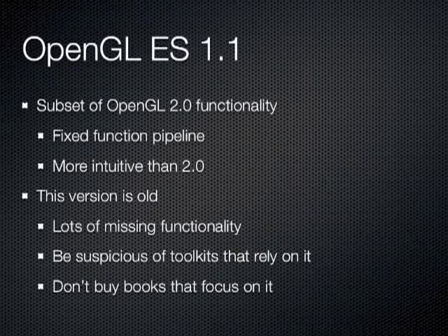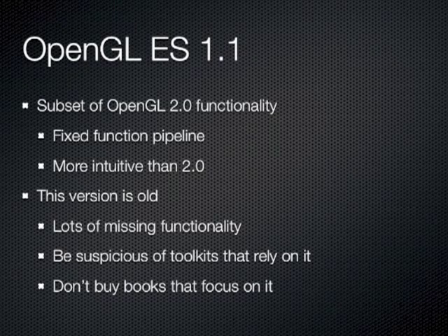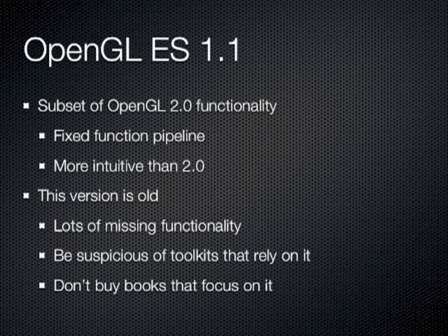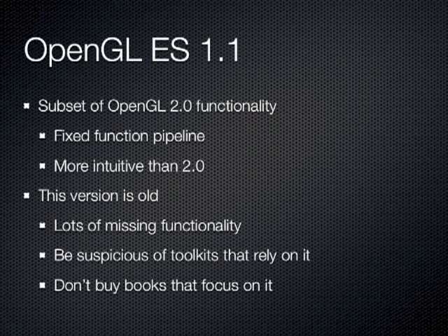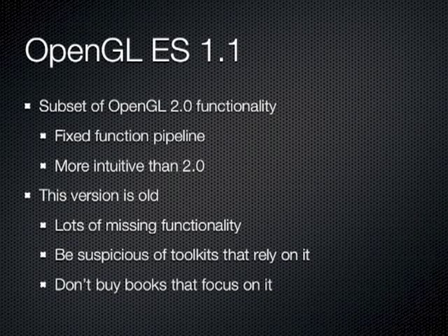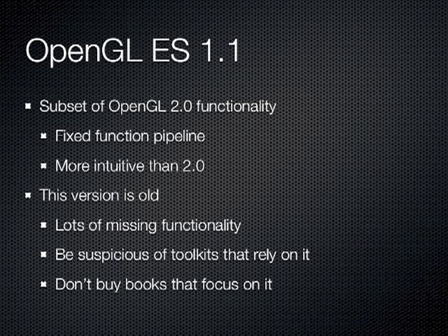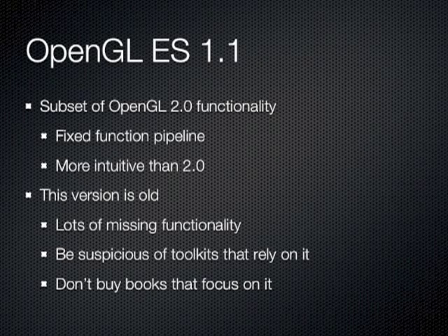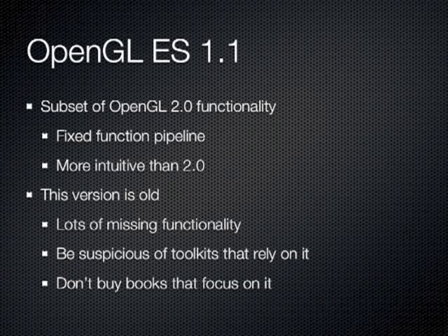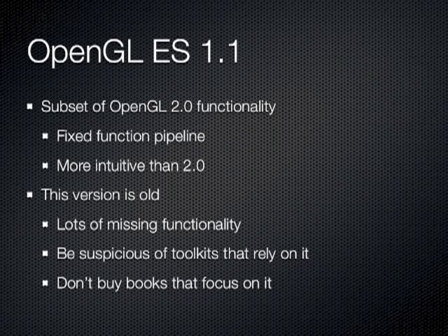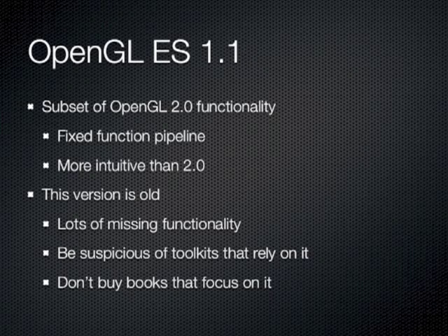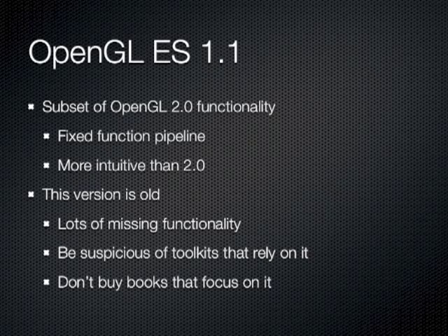So you'll encounter a couple of different versions of OpenGL ES on iOS. One is the older version, 1.1, and that's a subset of 2.0 functionality. It's got what's known as a fixed function pipeline, so a lot of the functionality is pre-baked. Like you can have a certain number of lights, a certain number of effects, that sort of thing. It's not as flexible as 2.0, but in a lot of ways, if you're doing 3D, it's more intuitive. However, this version is old. There's a lot of missing functionality, particularly shaders. And if you're looking at an open source toolkit or any other toolkit that uses OpenGL, you should be a little suspicious of any toolkit that's still using only 1.1. And I wouldn't buy any books that focus exclusively on 1.1 either.